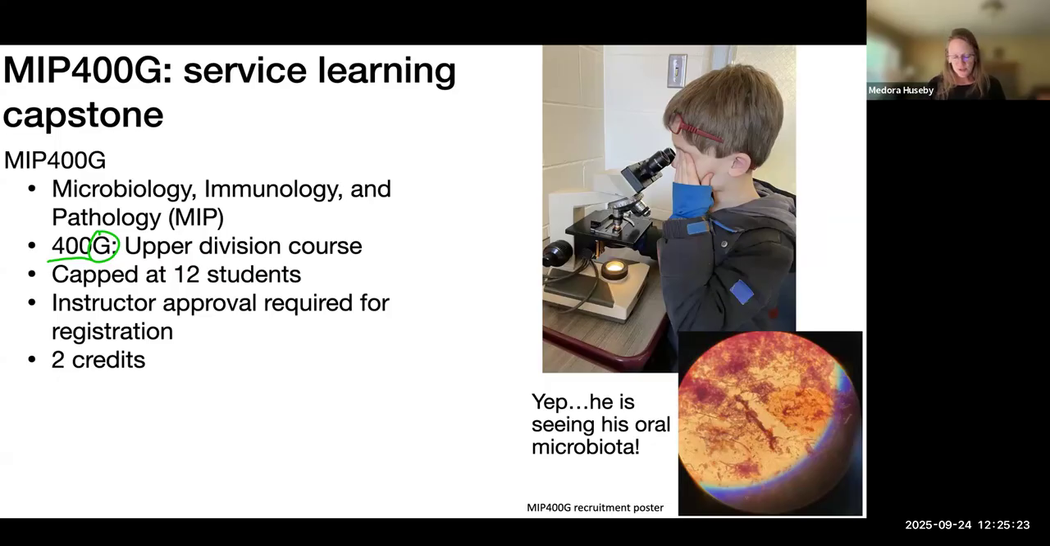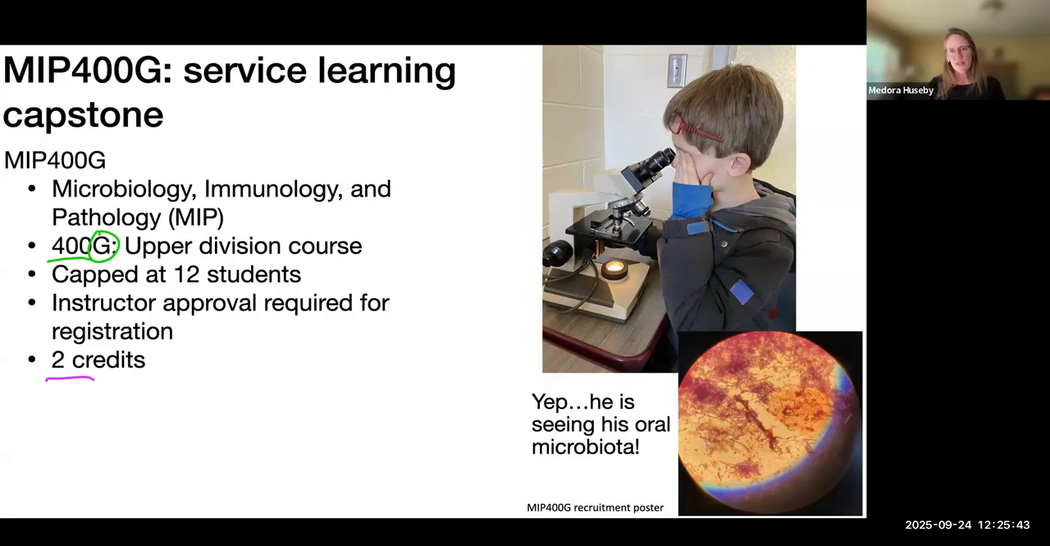So it's an upper division course. I told you that it's capped at 12 students. With this course, it's worth 2 credits. We meet once a week. I do expect the students to spend a lot of their time outside of the classroom, either preparing for or performing their service learning. So that's why we only meet once a week.